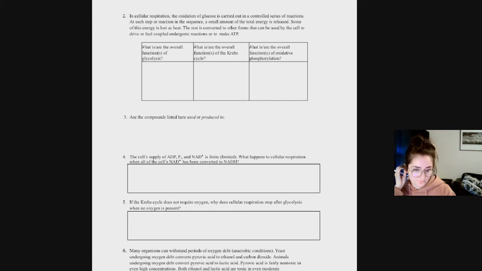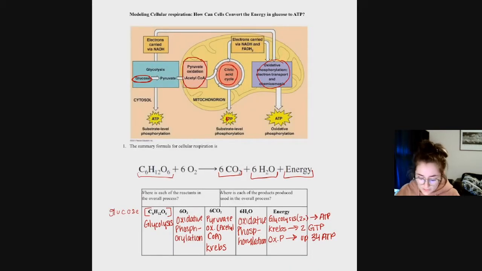Professors. And yes, 2 ATP in glycolysis, I should clarify this. So glycolysis happens in a cycle of 2, and that's why 2 ATP are generated.